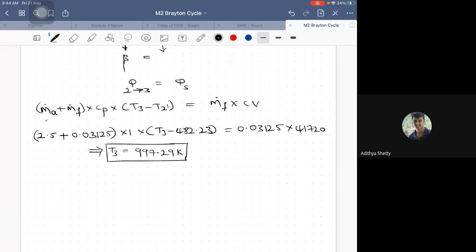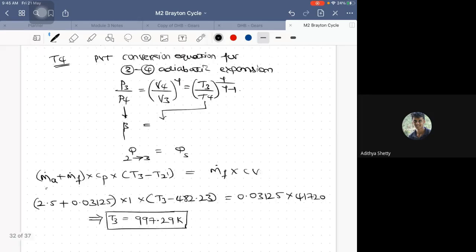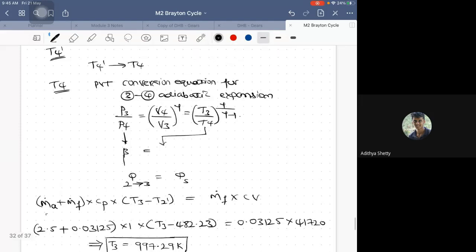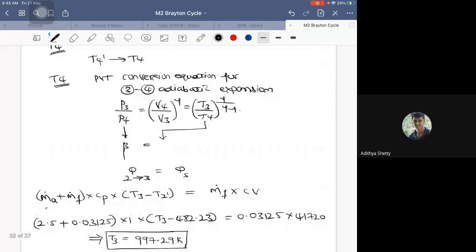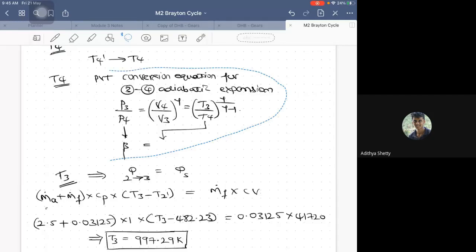997.29 Kelvin. Okay. Now, once the value of T3 is obtained, continue from here. I have done this for the calculation of T3. So if you want, you can write the sentence here. Wait a minute. So pick this particular thing.